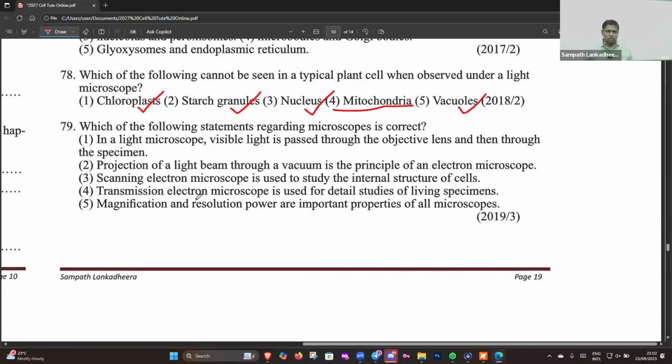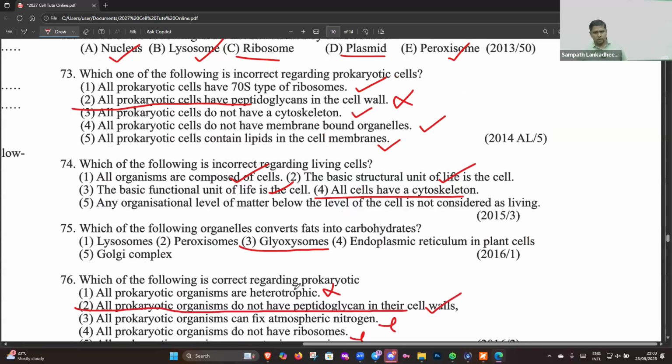Question number 79. Which of the following statement regarding microscope is correct? In light microscope, visible light is passed through the objective lens and then through the specimen. Wrong. Projection of the light beam through the vacuum is a principle of electron microscope. Wrong. No, not light beam, electron beam. Scanning electron microscope is used to study surface details. Transmission electron microscope is used to study detailed studies of living specimens. No, not living. Magnification and resolution powers are important properties of all microscopes. Correct. Answer is 5.